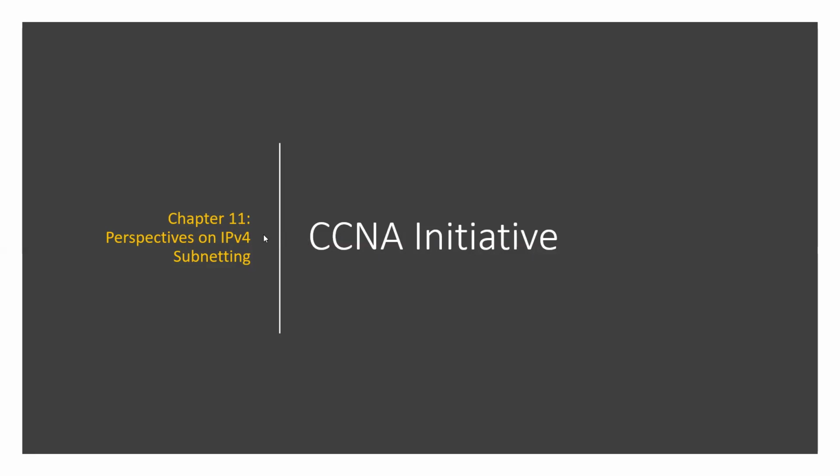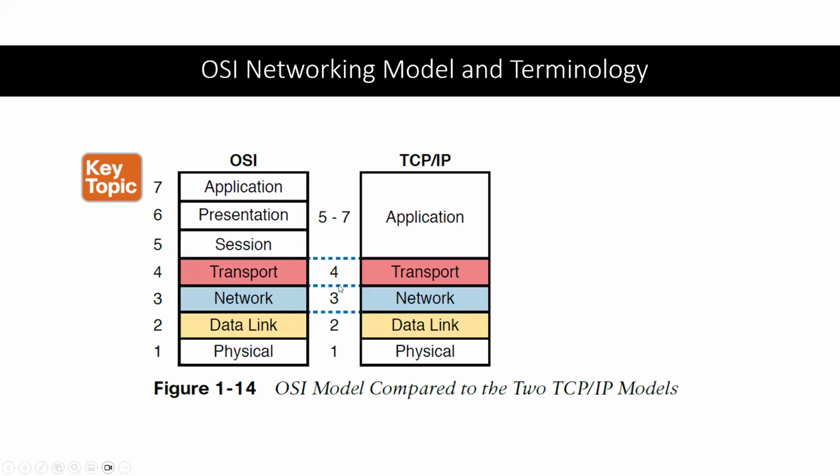So we are on chapter 11, perspectives on IPv4 subnetting. And I just want to make clear this is chapter 11 out of the CCNA 200-301 volume 1 book, right? And so, we're going to go ahead and jump in, and this is going to clear out a lot of things I spoke about in the lab, probably Easter eggs that I said here and there.